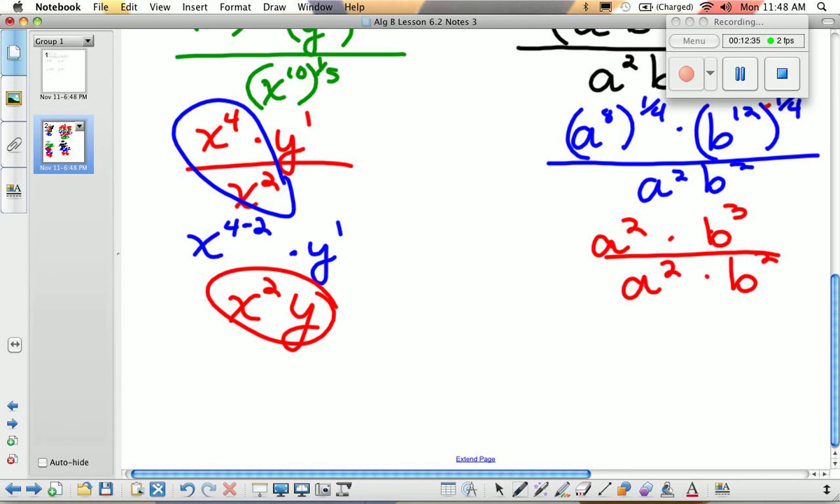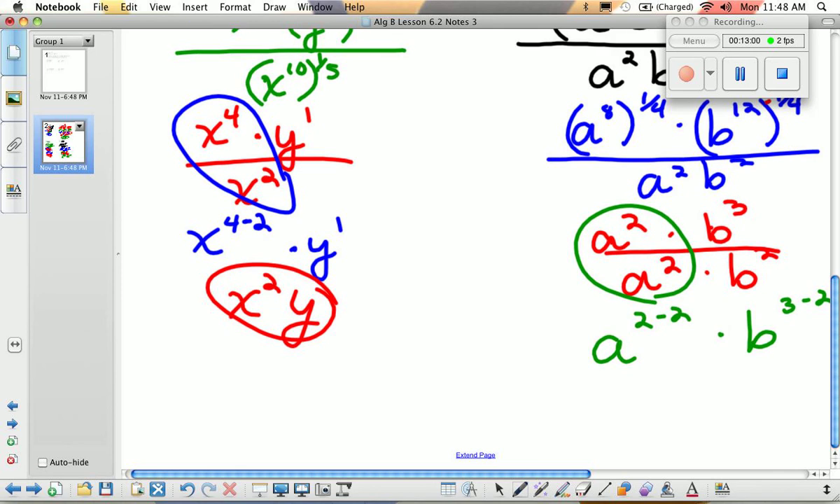So we're really going to have a to the 2 minus 2 power, because we're dividing these guys first of all. So we're getting rid of the fraction part. We're doing our dividing right now. A to the 2 minus 2 power times b to the 3 minus 2 power. This becomes a to the what power? 2 minus 2 is 0. And b to the 3 minus 2 power becomes b to the first.